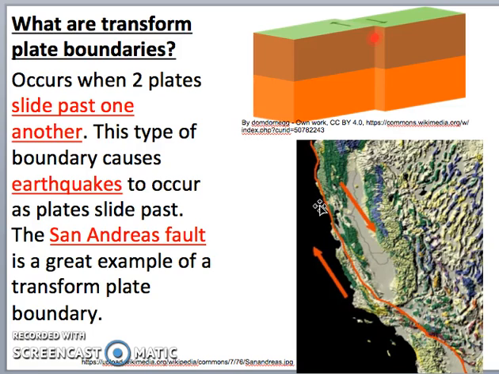Alright, now let's talk about transform plate boundaries. Transform plate boundaries, as you can see in this diagram, is when 2 plates are sliding past one another. In this picture, this plate is moving this way and this plate is moving this way. One of the most famous transform plate boundaries is right here where we are in California, and that is the San Andreas Fault line. We have the Pacific plate on this side, it's moving in this direction, and we have the North American plate on this side, and it's moving in this direction. And this is the cause for many earthquakes, and we're going to go into that in more detail in a few minutes.